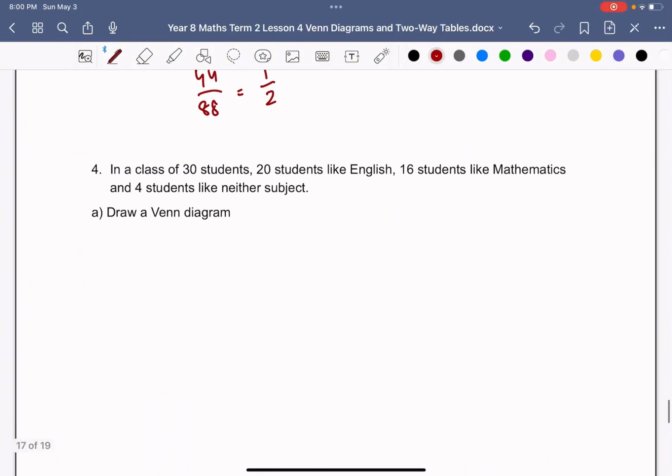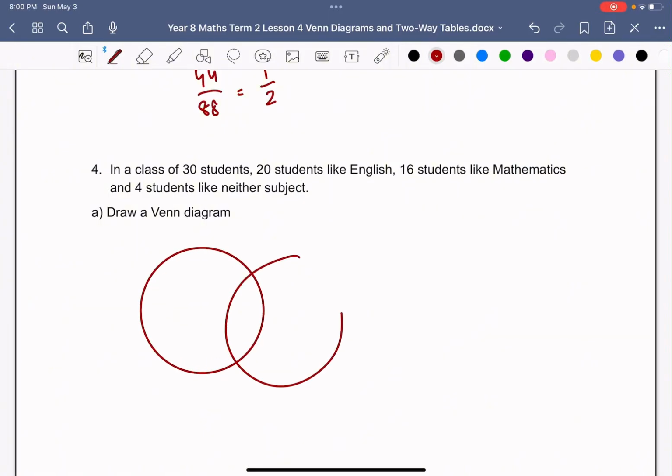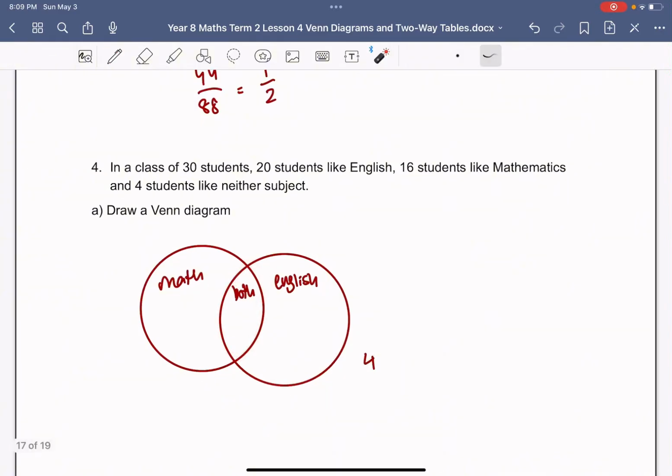Question 4 says, in a class of 30 students, 20 like English, 16 like maths, and 4 students like neither subject. So if we're going to draw our Venn diagram with the 2 different options, we have math, both, English, and we know that 4 like neither. Now to find the overlap of who likes both math and English, we're going to do 20 who like English plus 16 that like math minus the total. Now the total will be 30 minus the 4 students that don't like either, so that's going to be 26. Now that gives me 10 students that like both math and English, which leaves me with 6 who like math and 10 who like English.